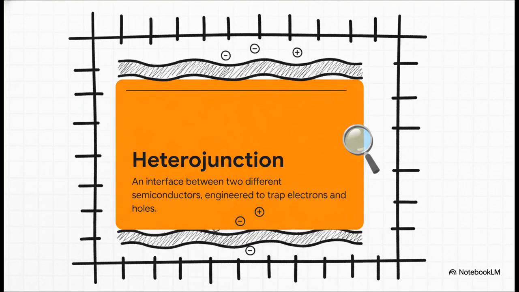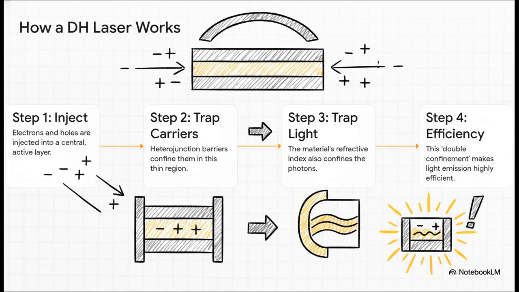The answer, the brilliant solution, was something called the heterojunction. And this is just a genius piece of engineering. What you do is you grow a super thin layer of one semiconductor material right on top of another one with slightly different properties. So you end up creating this sandwich. And that interface, that boundary between the two materials, acts like a perfectly designed little corral, specifically designed to trap electrons and holes. And here's how that amazing trick works. You pump electrons and holes into that thin middle layer.